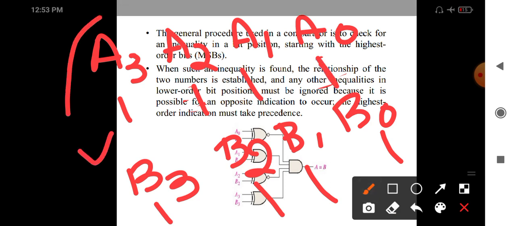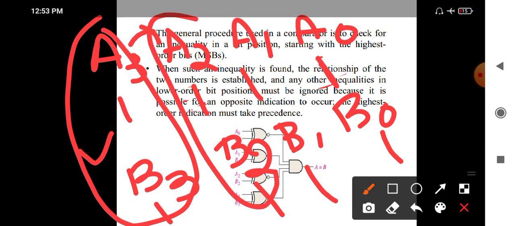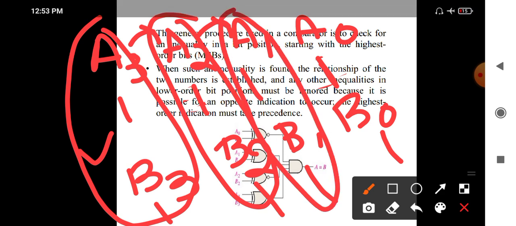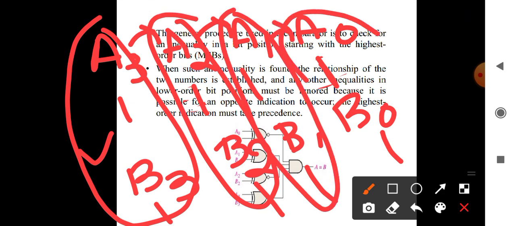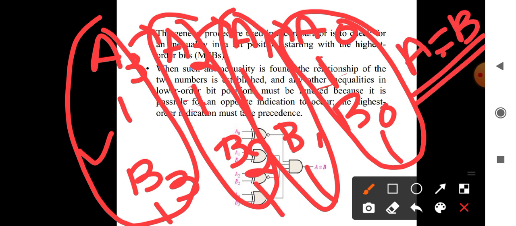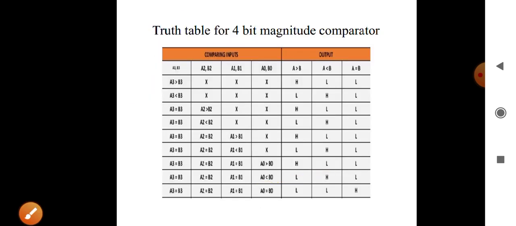First it checks A3 is equal to B3, then it goes for A2. A2 is also equal to B2, then it goes to check A1. A1 is also equal to B1, then it goes to A0. A0 is equal to B0, then it takes A is equal to B. Then it tells A is equal to B. Okay, so this is how we can do the 4-bit comparison.